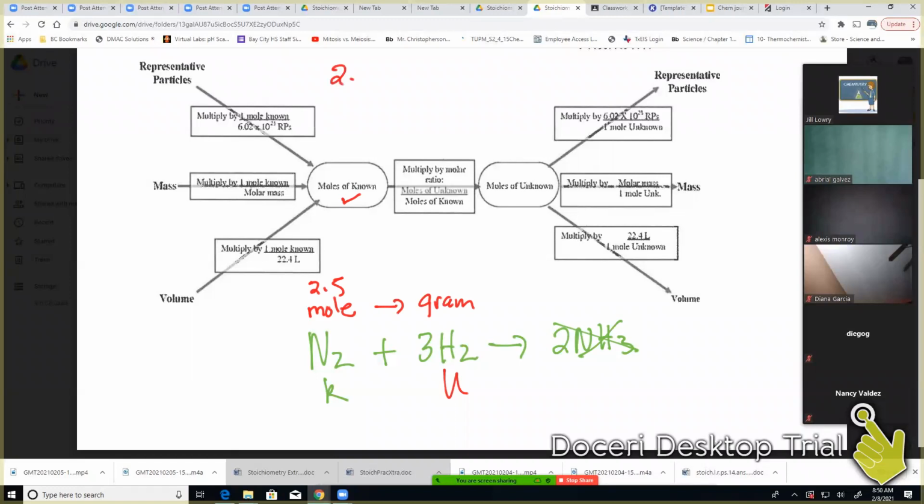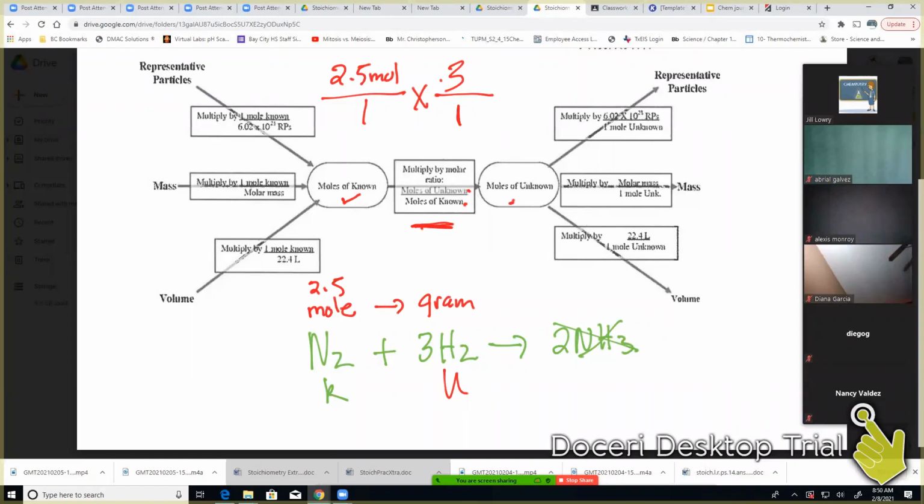So I'm going to take my given 2.5 moles and put it over 1 to get me started. So I come to my first conversion factor, and it says multiply by the molar ratio. So I'm going to be multiplying, and these are just coefficients. The molar ratio of my unknown at the top by known at the bottom. So let's start with my unknown. How many moles of my unknown do I have? 3. And how many moles of my known do I have? 1.